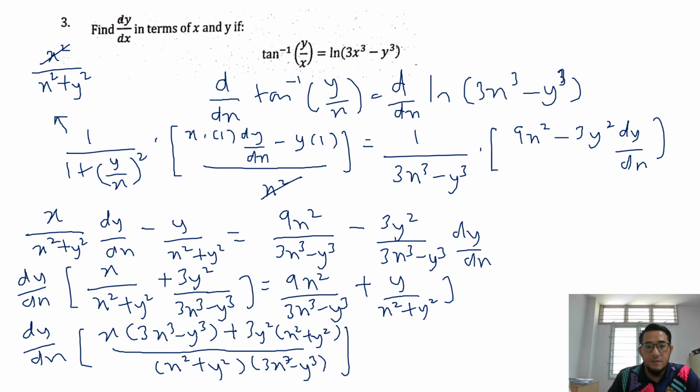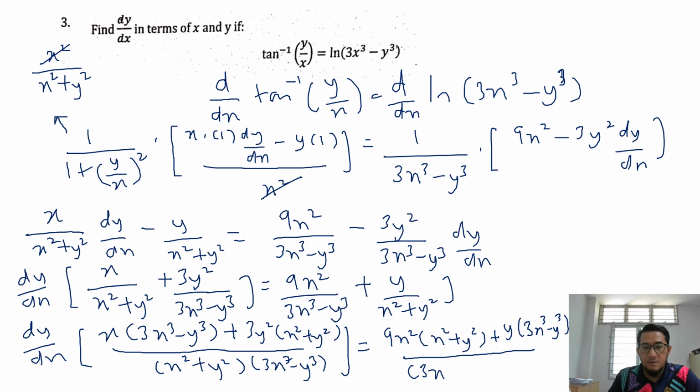Okay, so on the right side we have 9x squared times x squared plus y squared plus y times 3x cubed minus y cubed, over 3x cubed minus y cubed times x squared plus y squared. Okay, finally you can divide. Alright, I write here the answer because I have limited space here.